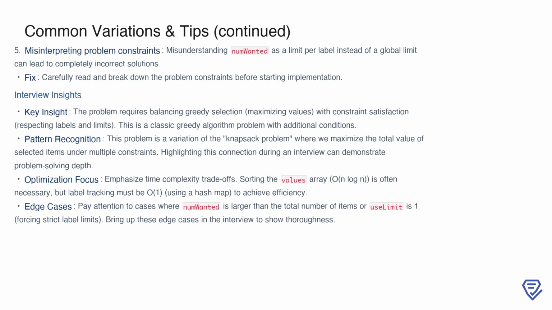Additionally, you should be prepared to discuss time complexity trade-offs. For instance, sorting the values array is often unavoidable and takes O(n log n), but efficient label tracking using a hash map ensures the overall solution remains performant. Be mindful of edge cases as well, such as when num_wanted exceeds the total number of items or when use_limit is set to 1, which imposes strict label limits. Bringing up these scenarios can showcase your thoroughness and attention to detail.